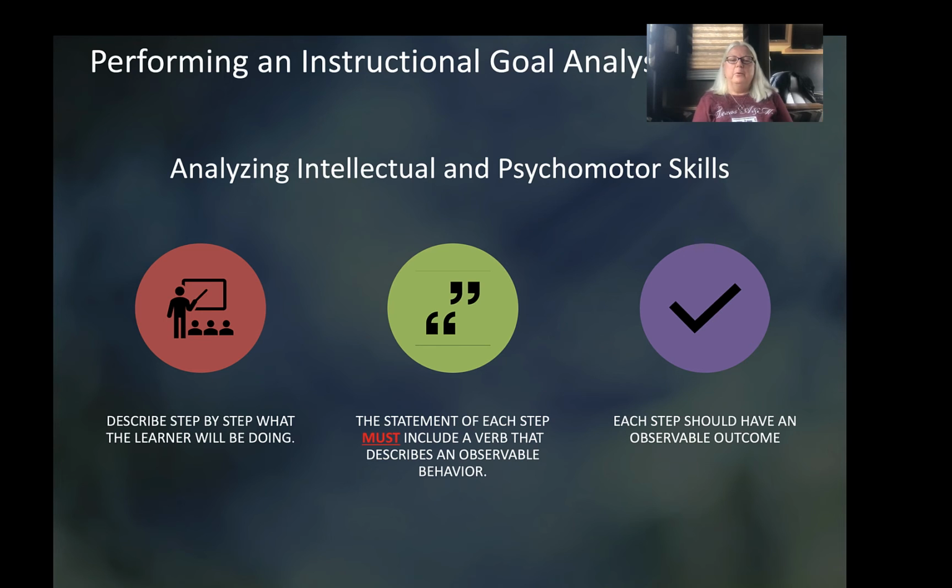So very important, the second point, the statement of each step must include a verb that describes an observable behavior. So the steps have to describe observable behavior, something that we can visualize, something that we can actually see the learner do. We can't use words like the learner will know the procedure because we can't tell by looking at someone what they know. Okay, what would they be doing if they knew the procedure? Those are the steps. Okay, and each step should have an observable outcome.